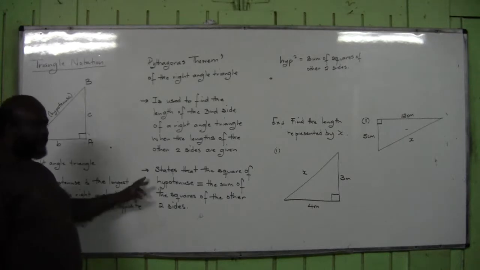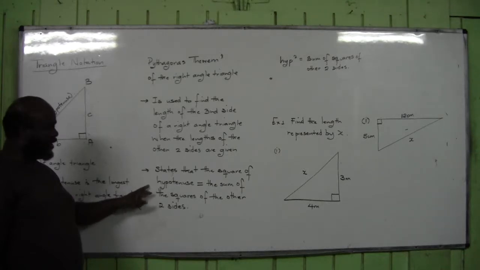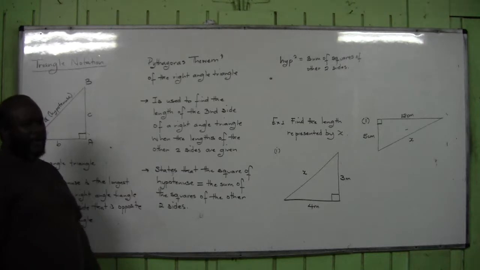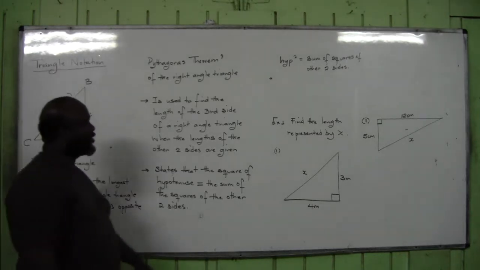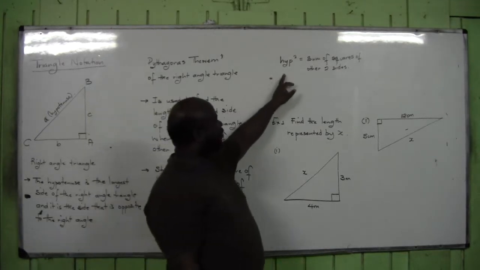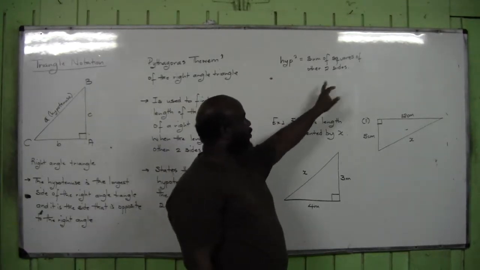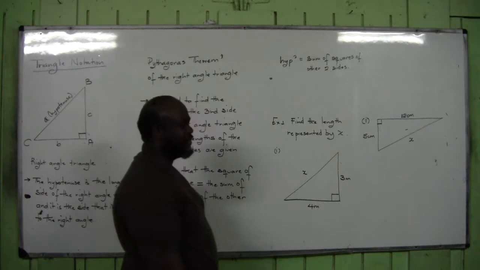What does Pythagoras Theorem state? Pythagoras Theorem states that the square of the hypotenuse is equal to the sum of the squares of the other two sides. Again, the square of the hypotenuse is equal to the sum of the squares of the other two sides.